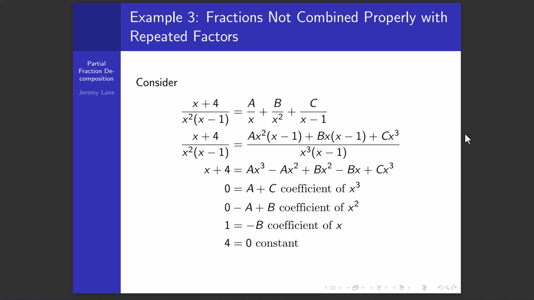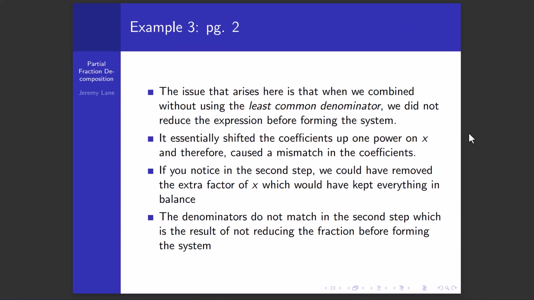So here we've come across another issue. The issue that arises is that when we combined without using the least common denominator, we did not reduce the expression before forming the system. It essentially shifted the coefficients up 1 power on x and therefore caused a mismatch in the coefficients. If you noticed in the second step, we could have removed the extra factor of x, which would have kept everything in balance. If you also notice, the denominators did not match in that second step, which is the result of not reducing the fraction before forming the system.